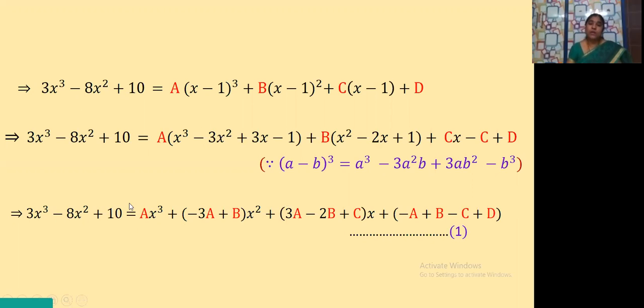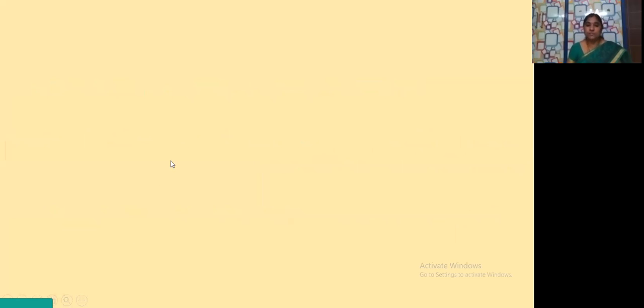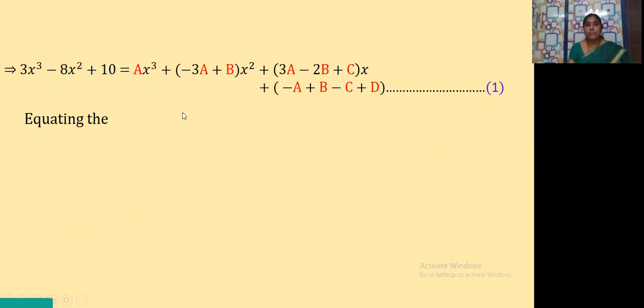Okay. Now what is the next step? Now on both sides we find x cube terms, x square terms, x terms, constants. Yes or not? On the left side we don't have an x term, but the other side has it. That means the coefficient of that term is not there, so we can take the coefficient as 0. Yes or not? So let us equate the terms. This is our equation number 1.